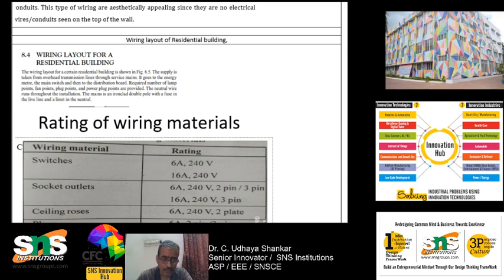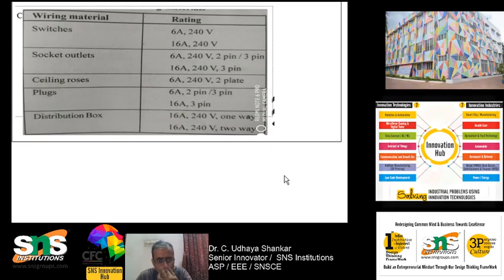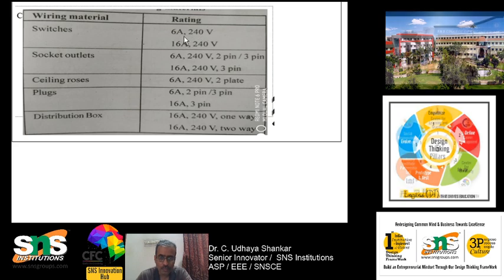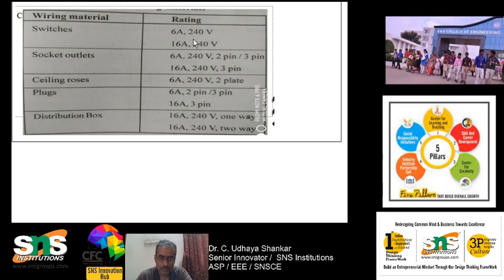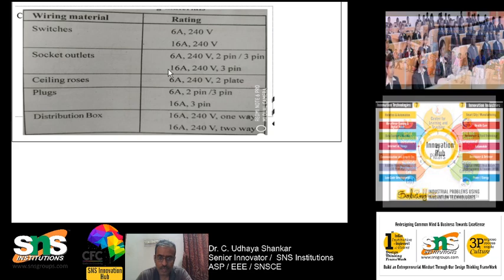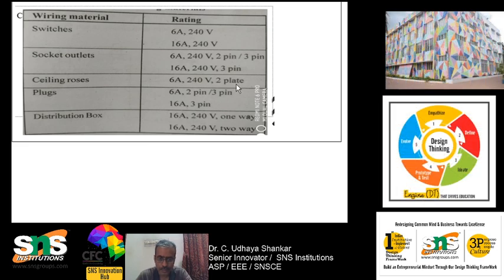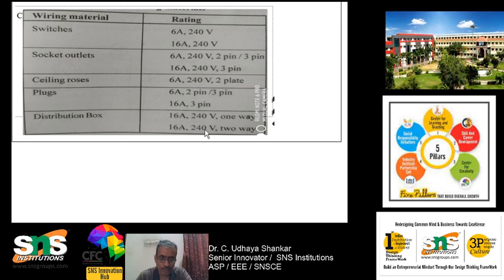So these are the different things we have to take into consideration. What are the ratings of wiring materials that are used? For example, switches of 6 amps and 240 volts can be used, or 16 amps and 240 volts, for power loads. Sockets can be 6 amps and 240 volts, 2 pin or 3 pin, and for 16 amps we will be using 3 pin only, at 240 volts. Ceiling roses can again be 6 amps and 240 volts, and plugs will be 6 amps with 2 pin or 3 pin, and 16 amps with 3 pin. Distribution boxes can be 16 amps and 240 volts, and one way switches can be used, whereas 16 amps and 240 volts two way switches can also be used.